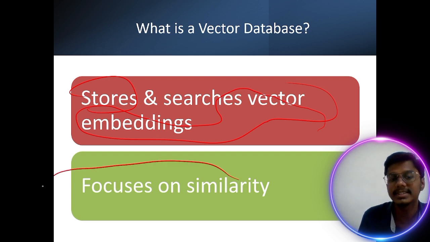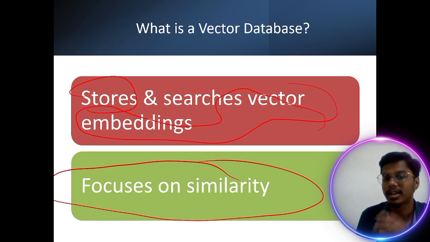It is focused on the similarity. We are going to search the content based on the similarity, like a retriever. Likewise, it has some content, right? It focuses on the similarity. So that's where the vector database comes in.